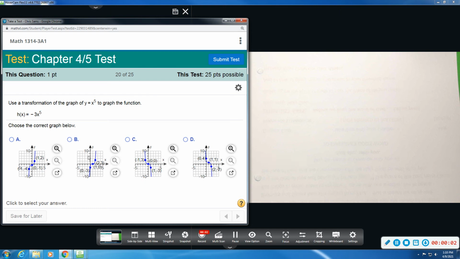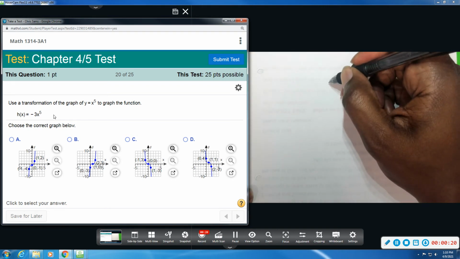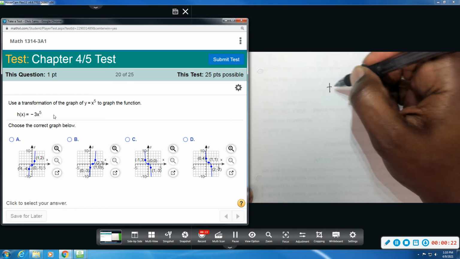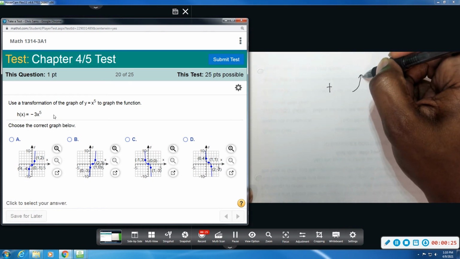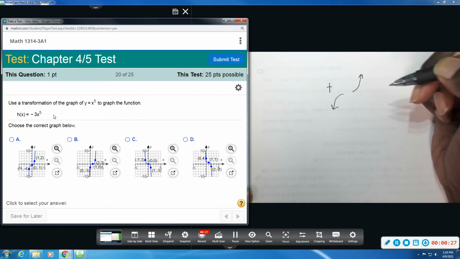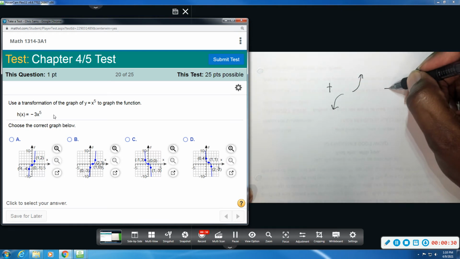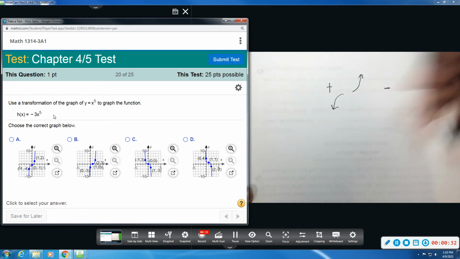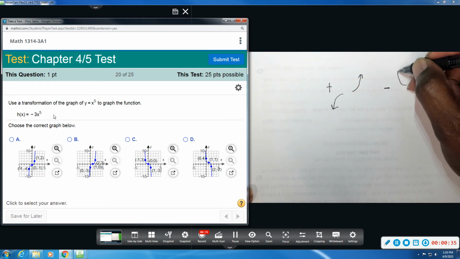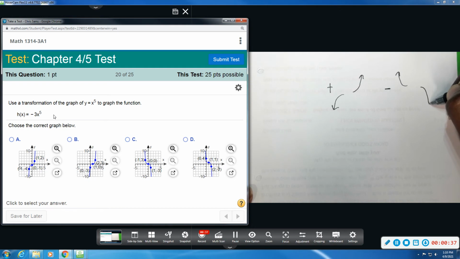Number 20, we want to use the transformation of x to the fifth to graph this function, negative 3x to the fifth. Okay, so since we know that the degree is odd, we have two scenarios. If it's positive and odd, the endpoint on the right is going to go up, the endpoint on the left is going to go down. When it's negative and odd, it just flips. So now the endpoint on the left will be going up and the endpoint on the right is going down.